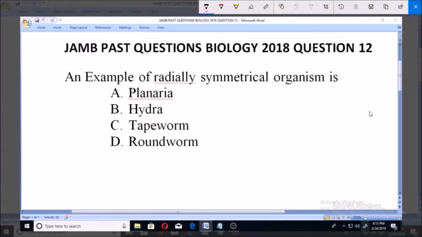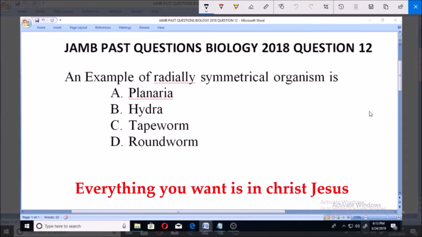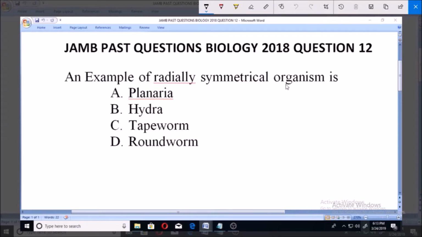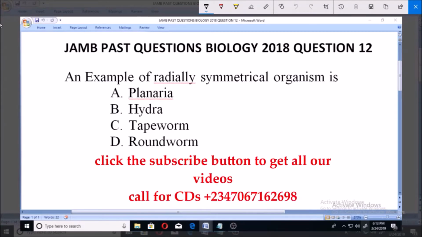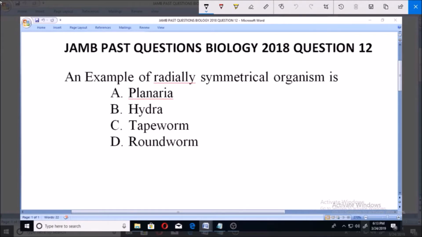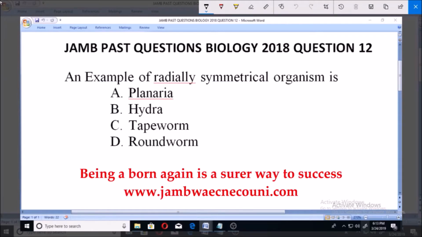Hello, welcome. Let's look at this JAMB Past Questions Biology 2018, question number 12. An example of radially symmetrical organism is: A. Planaria, B. Hydra, C. Tapeworm, D. Roundworm. Now, in order for us to appreciate this question very well, we need to know what a radially symmetrical organism is. What does it mean for an organism to be radially symmetrical?